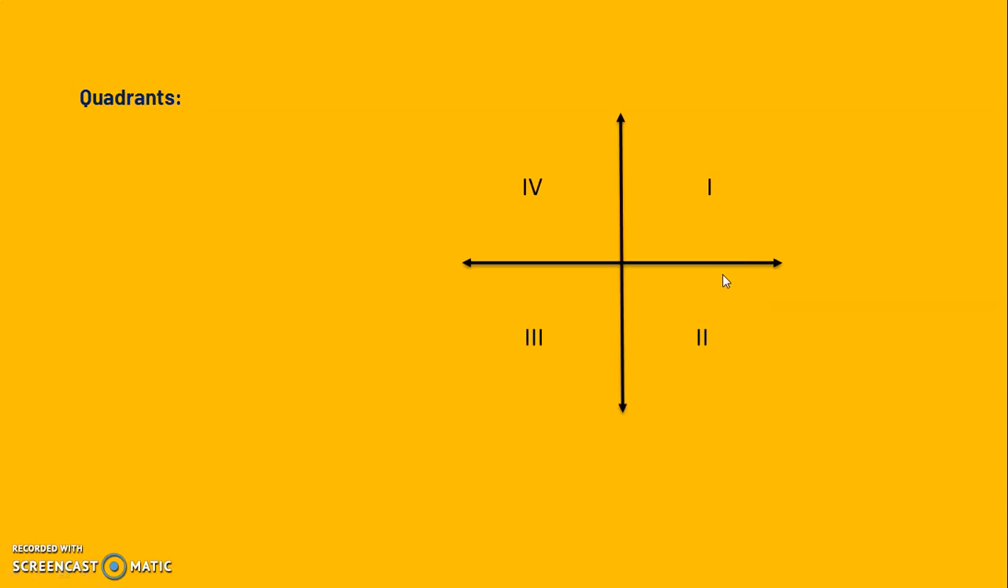Okay. So before going to that, let's study the quadrants. These are all the quadrants: quadrant 1, 2, 3 and 4.